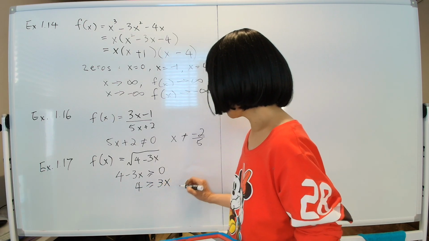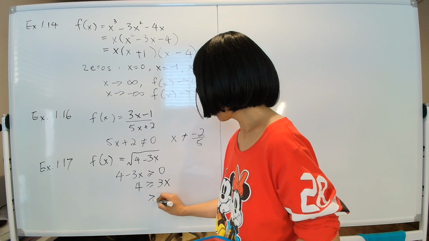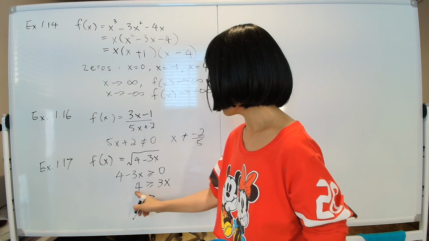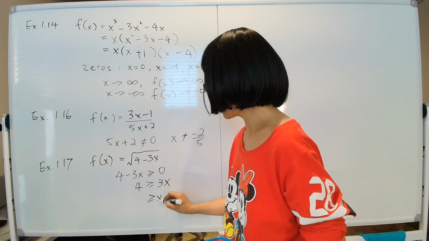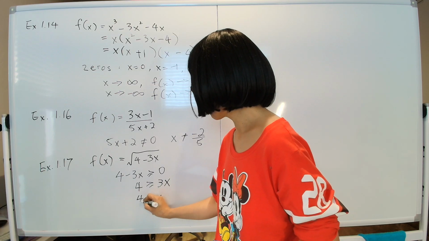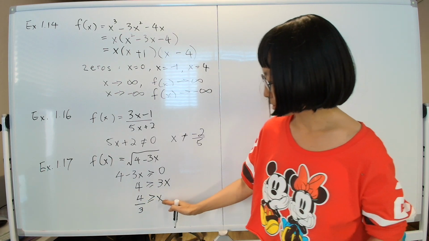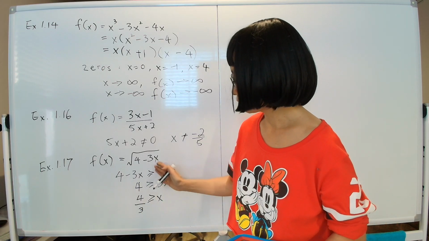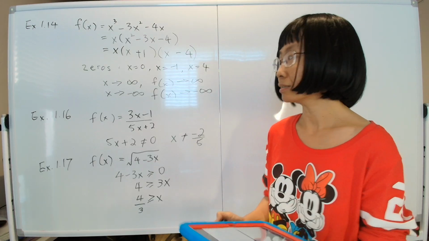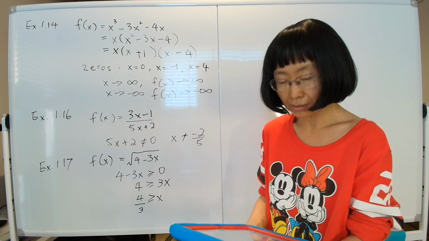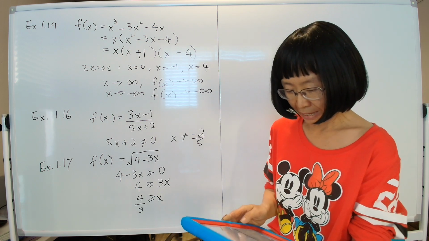So x has to be less than or equal to 4/3, and that's your domain. As long as x is less than this value, you're okay. If x gets bigger, you're taking the square root of a negative number, which doesn't exist in the real number system.